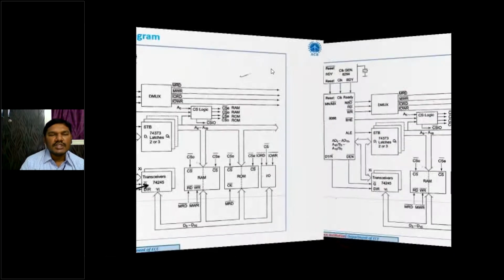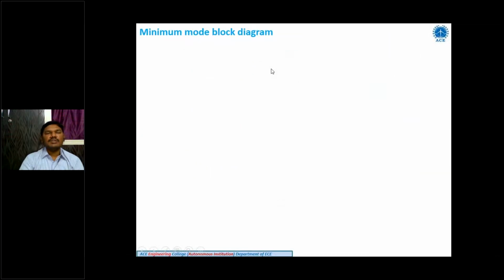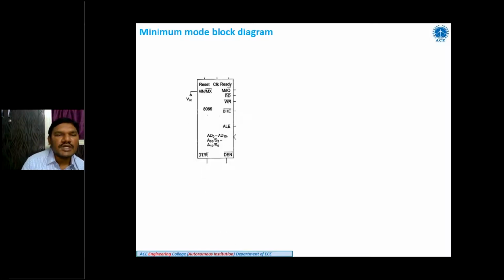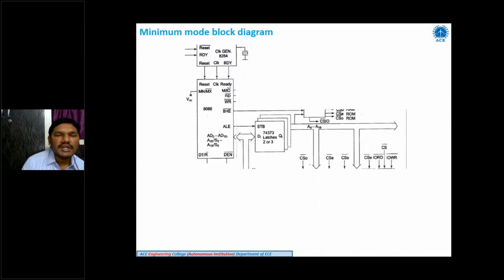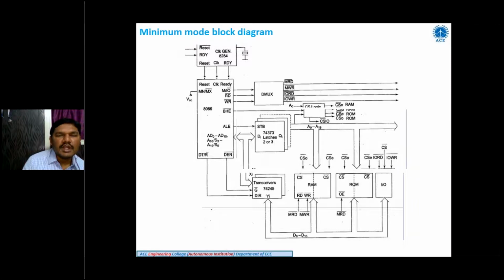Right. Once again, we will see how to construct the motherboard using this minimum mode based circuit. So I need a processor, I need a clock generator, and I need the latches to separate address and data to the ALU. So this is called the ALU, and these are the memory and IO devices, and this is the demultiplexer to give some control signals of memory read and memory write.